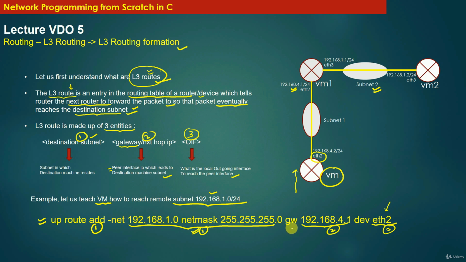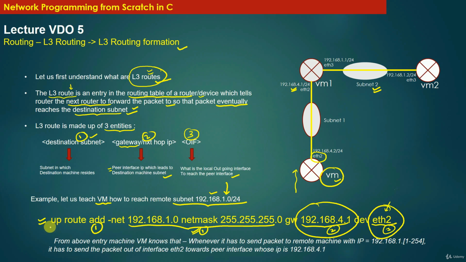And once this command is installed in the router VM, the router VM will know that if it receives any packet whose destination IP address is a member of this subnet, then the router VM is going to forward the packet out of local interface Ethernet 2 towards the gateway IP address 192.168.4.1.